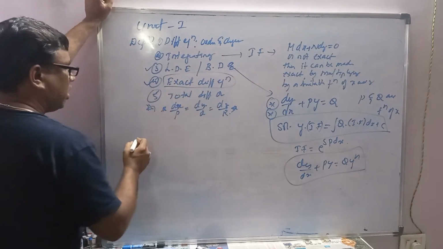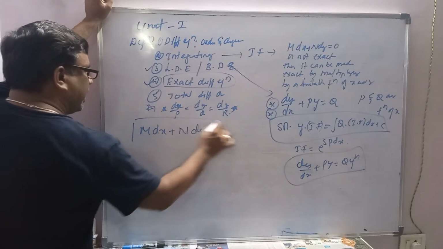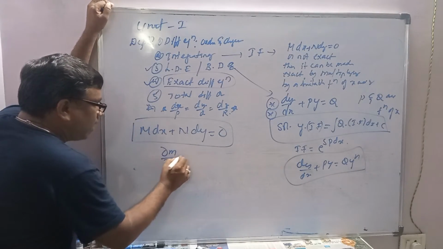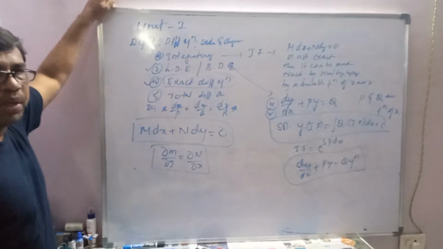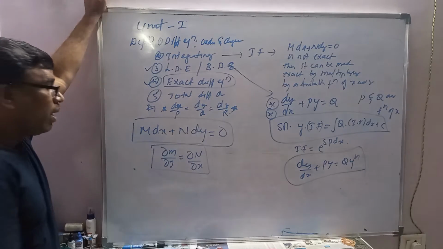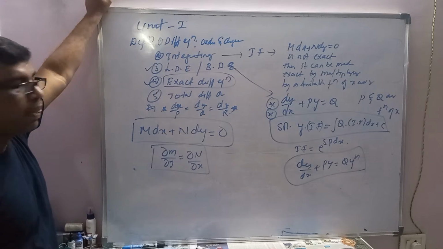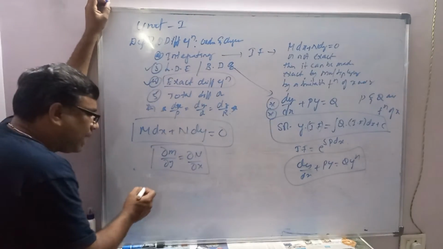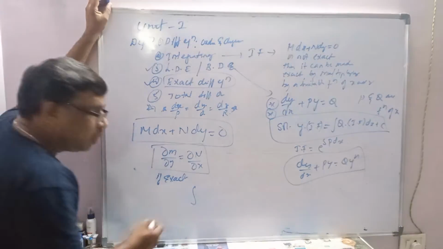What is an exact differential equation? Differential equations of this form: M dx plus N dy is equal to 0. When do you say that the differential equation is exact? If dou M by dou y is equal to dou N by dou x. See here, partial differentiation. While differentiating M with respect to y, treat x as a constant. While differentiating N with respect to x, keep y as a constant. If dou M by dou y is equal to dou N by dou x, then that differential equation is said to be exact.